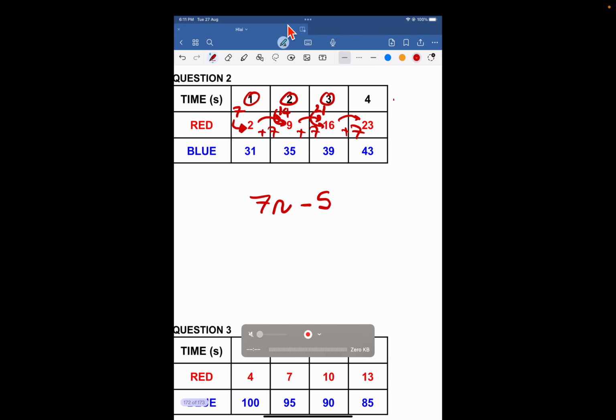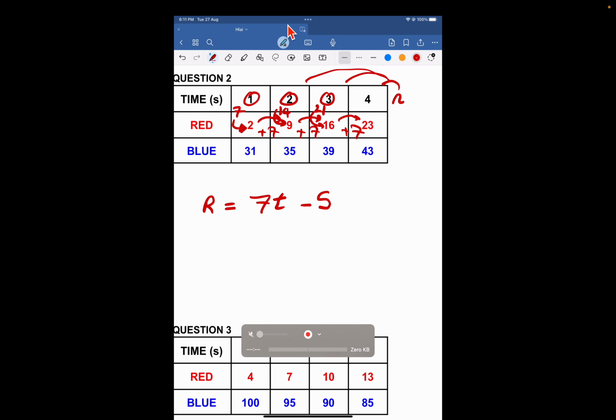N maybe for the natural numbers, right? These integer values here. But you can equally choose any letter. And as this is time in seconds, you could choose a t if you like. It doesn't really matter what you choose as long as you understand what the variable represents. And that would get me the red number. So r equals 7t minus 5.